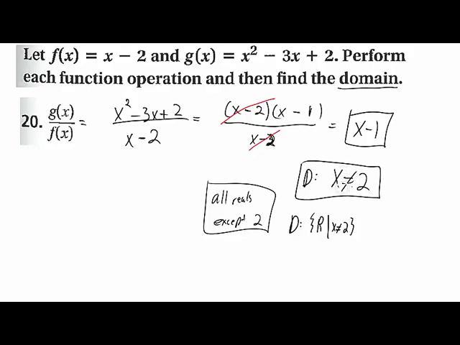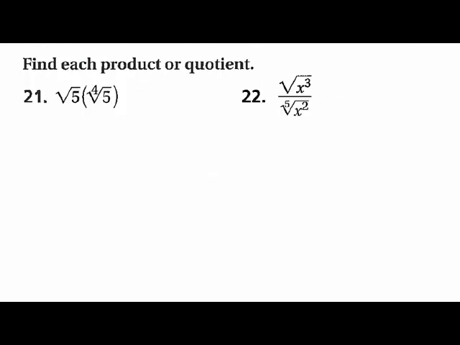But most people will understand what you mean when you say x not equal to 2. They assume you mean everything else but that. For number 21, we're going to run into an issue here.